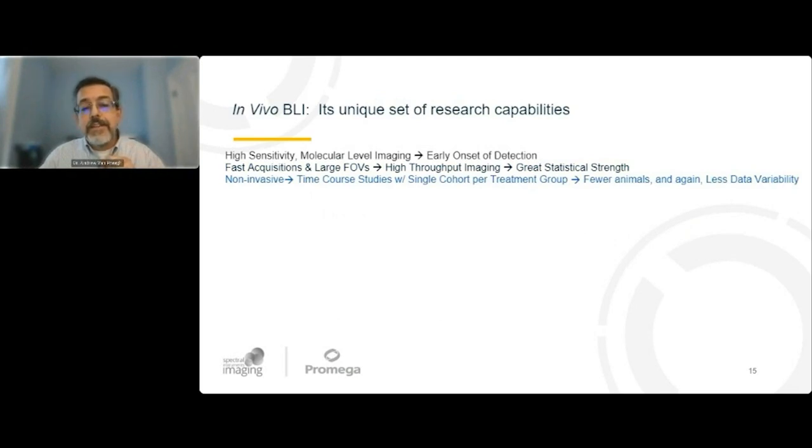All right, so it comes intuitively that given that we're imaging whole mice over time, it's not invasive, right? This is one of the great strengths of in vivo optical. There are two things that are really happening here. One is you're following a single cohort over any time course that you may be doing. So you're using fewer mice.